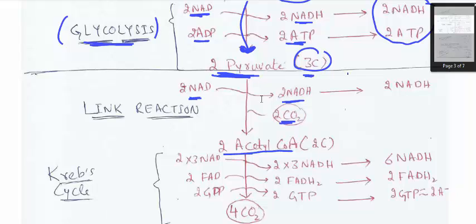Pyruvate has 3 carbons, whereas acetyl-CoA has 2 carbons. So 1 carbon actually goes to carbon dioxide. So as there are 2 pyruvates entering in here, we'll get 2 carbon dioxide from 2 pyruvate, and definitely we will get 2 acetyl-CoA. And the net product of link reaction is 2 NADH. Alright, so is it clear up till now?